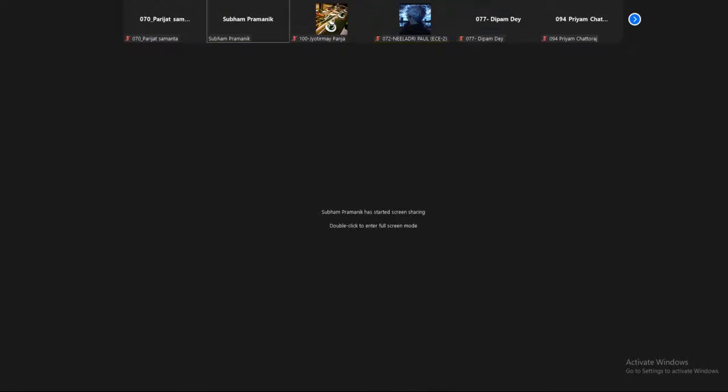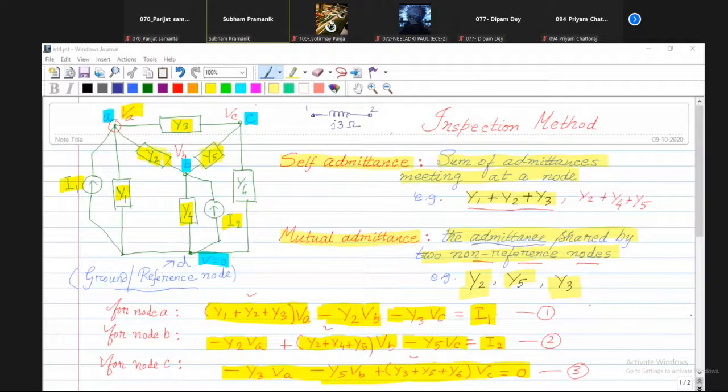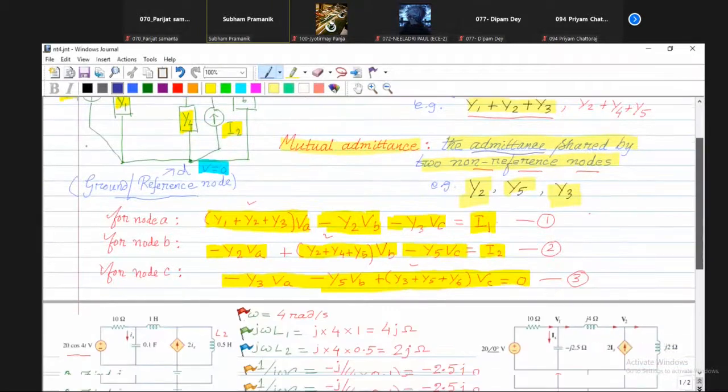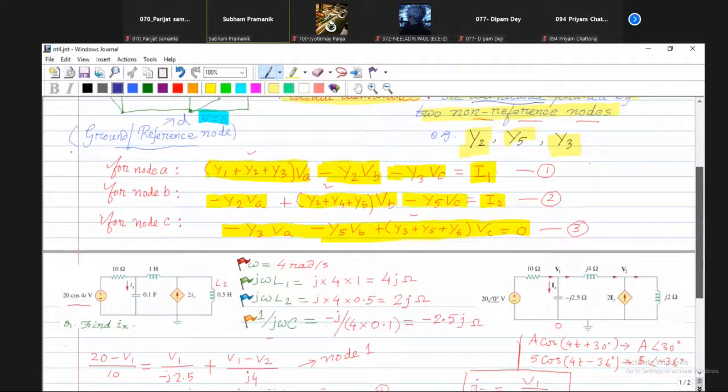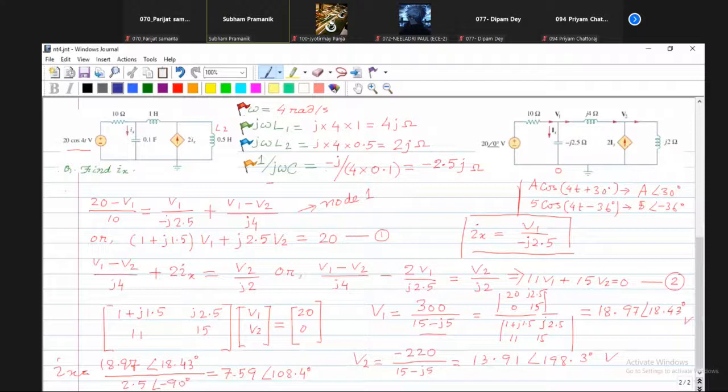Here we have a difficult problem. Difficult in the sense that complex values are involved. So here the method has been shown. I shall share this document in Google Classroom. Anyway, I am just saying what has happened here. The question is to find Ix. This is the current Ix that has been shown in this circuit.